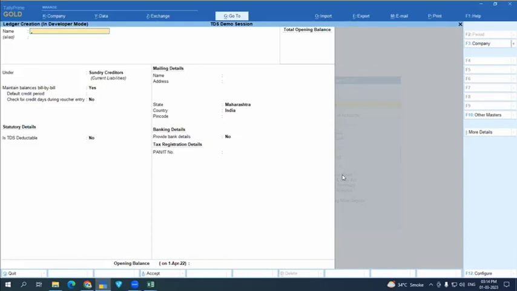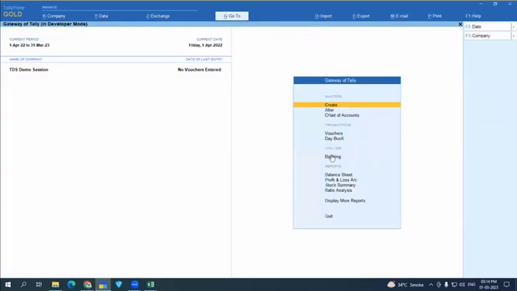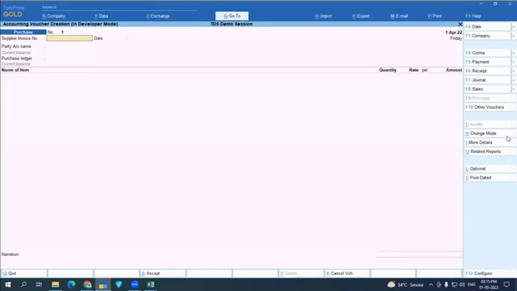Yes, party part is done. So let's start with entries. See, it is a completely scratch company. We don't have anything in this data, no entries. So it is better to learn from zero. Purchase.